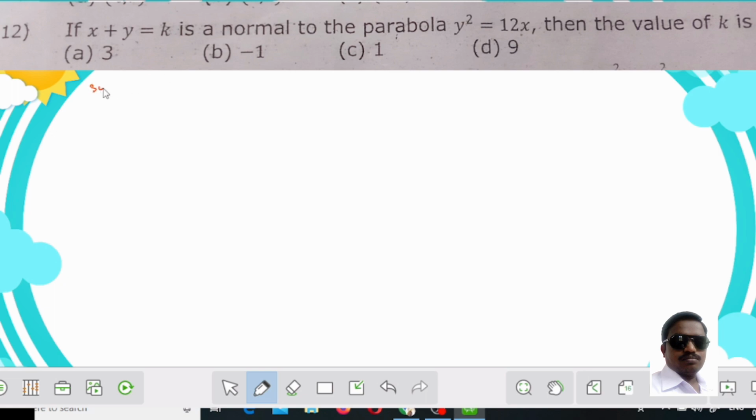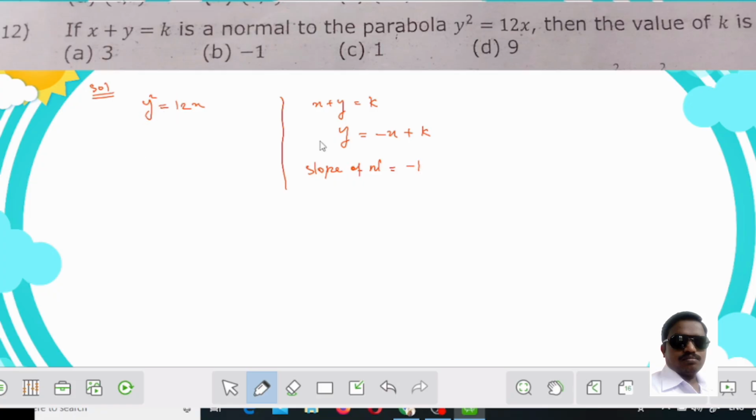First write down the equation of the curve, y square equal to 12x, and write down the equation of the normal, x plus y equal to k. Whether normal or tangent, basically it is a straight line. You may write this in the form of y equal to mx plus c. See, in place of m we have minus 1. So the slope of the normal is what? Minus 1. The slope of the normal is minus 1.